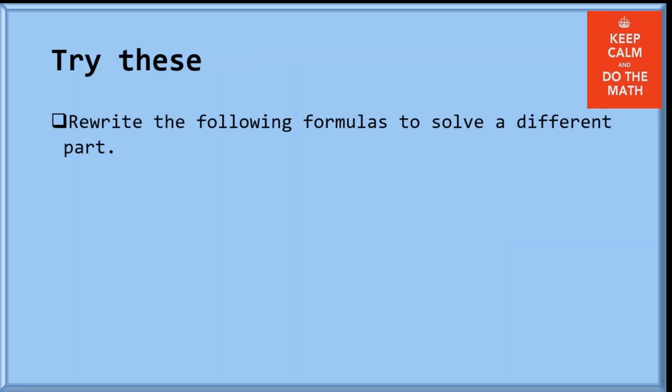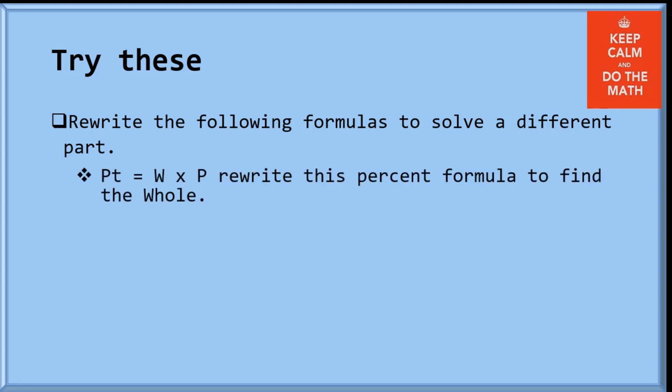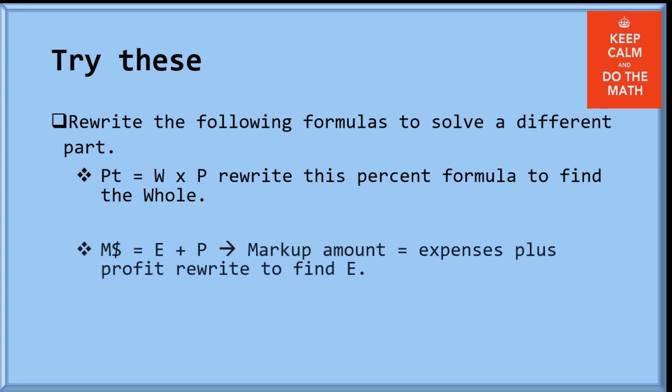I'm going to have you try these. I'm going to have you rewrite the following formulas to solve for a different part of it. So here's the percent formula. The part is equal to the whole times percent. We're going to rewrite this percent formula to find the whole. The other one you're going to try to do is this one. The markup amount, M, is equal to E plus P. So the markup amount equals expenses plus profit. You're going to rewrite to find E, or the expenses. So what you're going to do is pause for a little bit and try these problems out. And after you pause the video, then you will check the answers and see how you did.